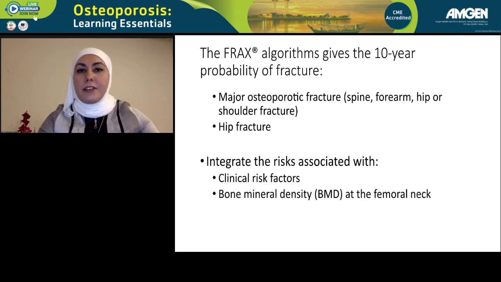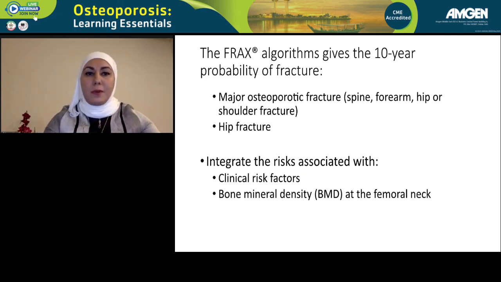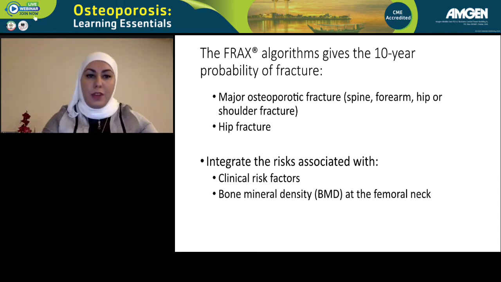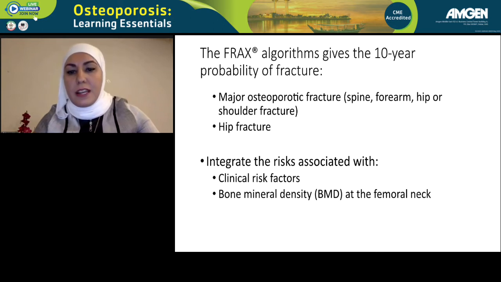The FRAX algorithm gives the 10 years probability of major osteoporotic fracture in the spine, forearm, hip, or shoulder fracture, and also the 10 years probability of hip fracture. It integrates the risk associated with clinical risk factors and bone mineral density at the femoral neck, which is optional.